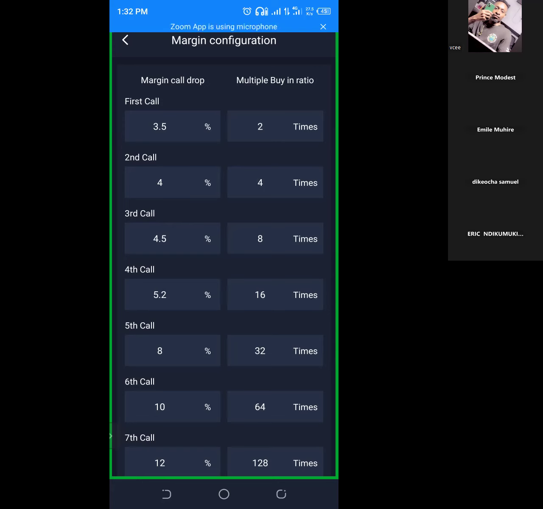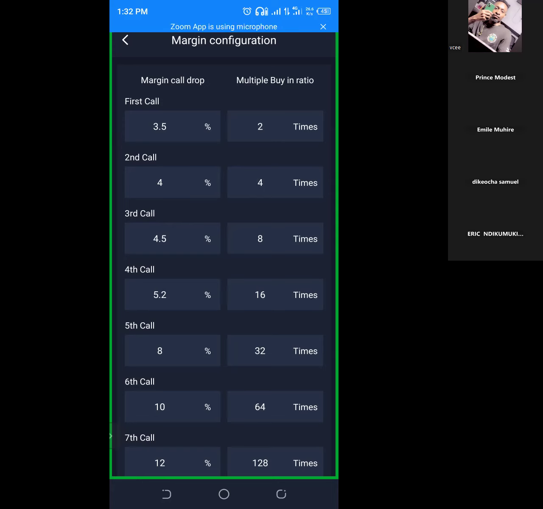Which means the minimum amount you can buy is $10. Then you have 7 margin calls, which means you already have 7 times that you need to buy. And remember that $10 has already gone into the first buying amount.